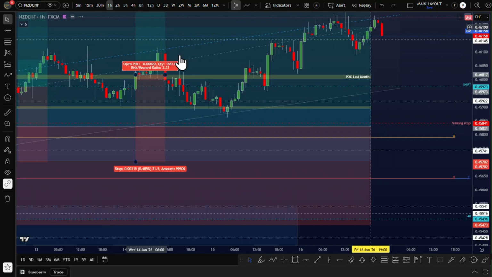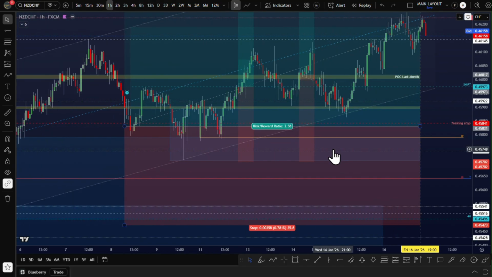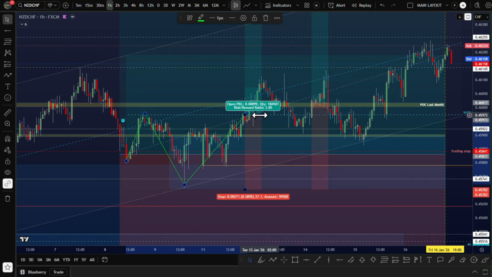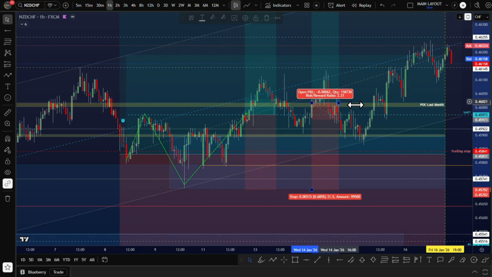So let's go to the 1 hour. In the 1 hour, I was looking to add some trade. I was waiting for this 1 hour order flow to shift. This is where we have the shift. So I get in again with another trade here. I had some trade here and another here, above the point of control of last month.